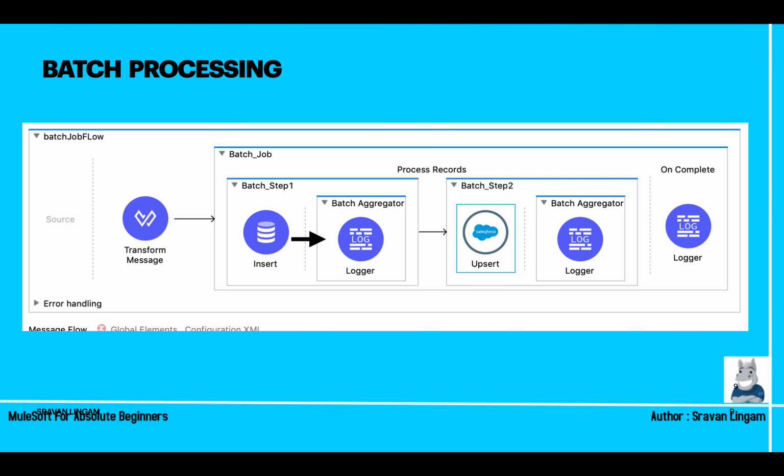For example, if you are keeping the batch aggregator value as 2, then this insert statement will run with 2 records, and then it will go inside the batch aggregator. Again, the remaining records, it will process, and then it will go to the batch aggregator. Now if you have another batch step, the input for batch step 2 is always the output of batch step 1. It is not the output of the transfer message. Next it will do the same processing, and when all the batches are done, it will go to the on complete phase, and the payload value of the on complete phase is always the statistics.